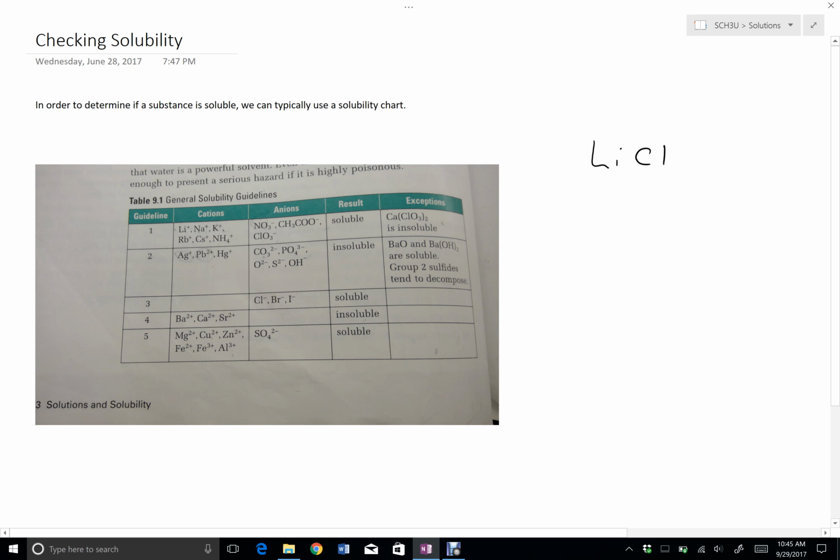The way we use this chart is we look for either element. So we're looking for lithium and chlorine. We start at the top of the chart and we work our way down. The first time we see the element, that tells us the solubility. So we use whichever rule or guideline comes first.